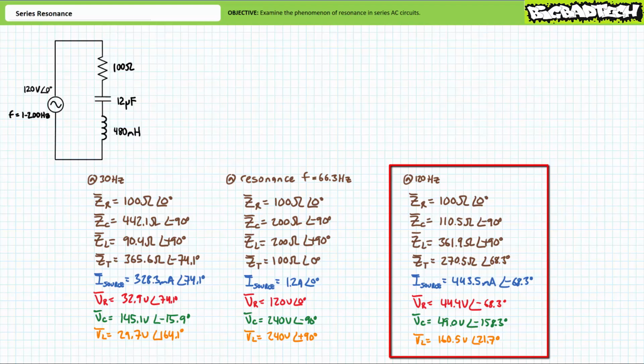At the increased excitation frequency of 120 Hz, the 480 millihenry inductor presents an impedance of 361.9 ohms at an angle of positive 90 degrees. As we expected, the inductive impedance went up.